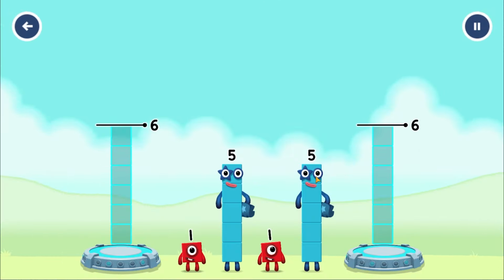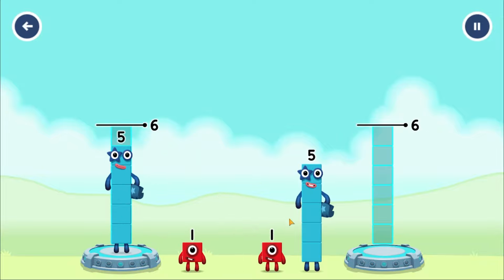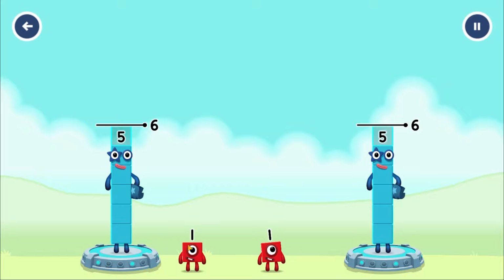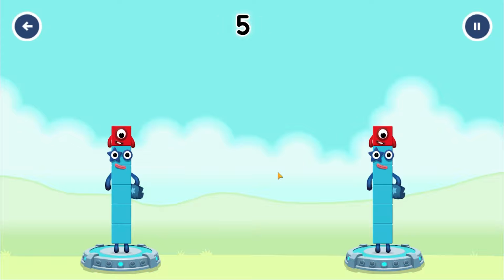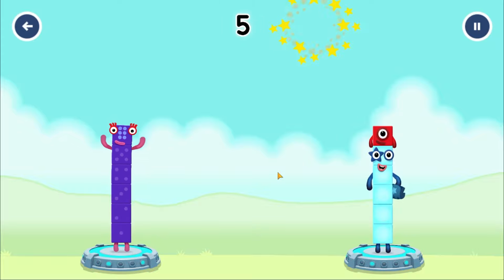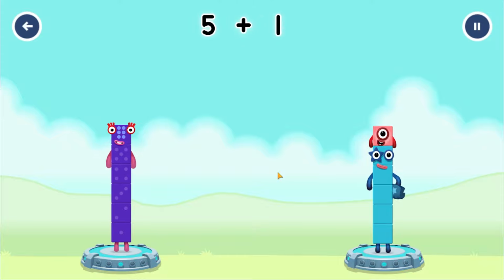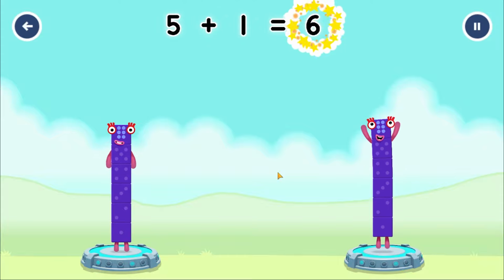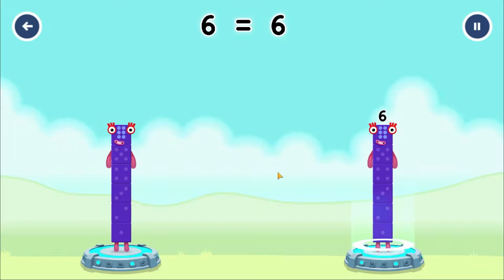Share the number blocks evenly to make 2 groups of 6. 5, 5, 1, 1. That's right. 5 plus 1 equals 6. 5 plus 1 equals 6. 6 equals 6.